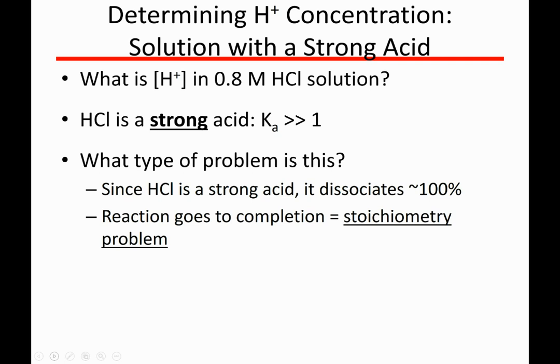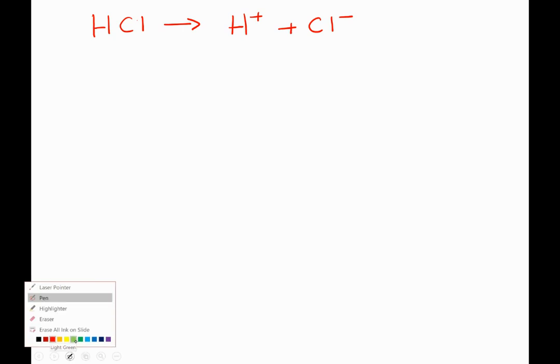So let's talk about doing a stoichiometry problem. What we're going to begin by doing is writing the reaction that occurs. So HCl is dissociating into H plus and Cl minus. Now notice when I wrote this reaction, I wrote it with a one-way arrow. The reason is that the reaction is going all the way to completion because this is a stoichiometry problem. So I'll make a note here.